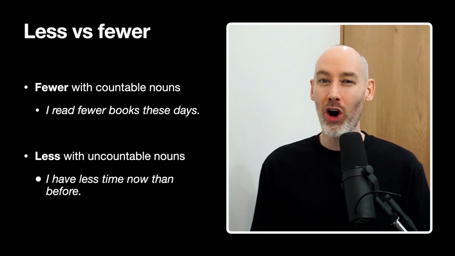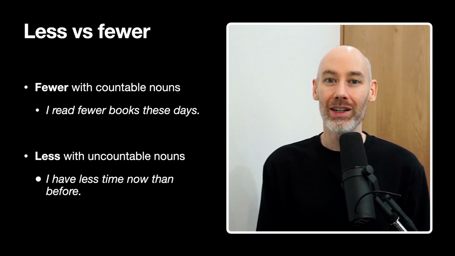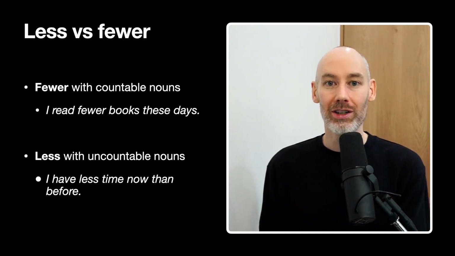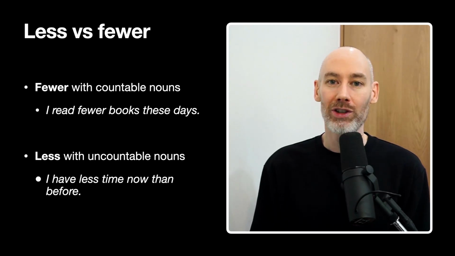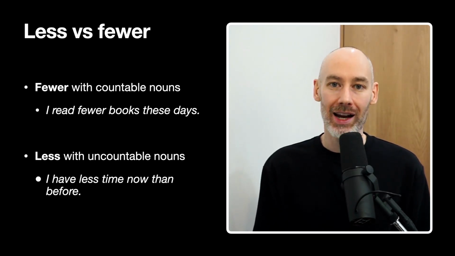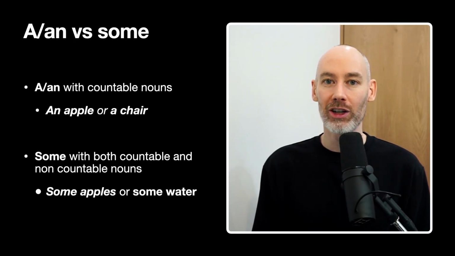As I mentioned, many concepts and ideas are uncountable according to English grammar. And I know it gets confusing because we can count hours and minutes and seconds, but time as a whole, we consider an uncountable noun. So we have to use less. I have less time now than before. Some other common quantifiers include a or an and some. A, an, or some. So a, an, this is just a determiner that we use with countable nouns, right?